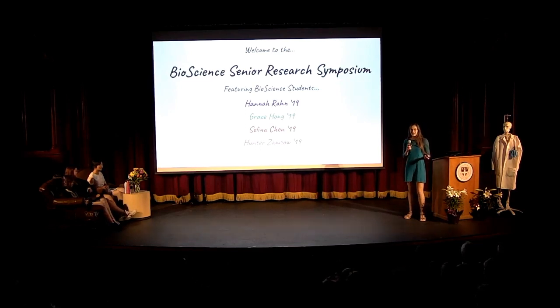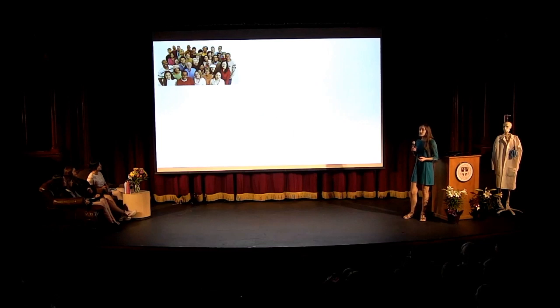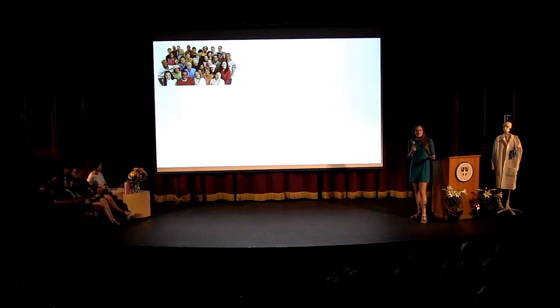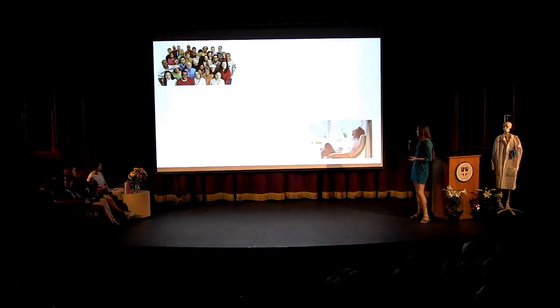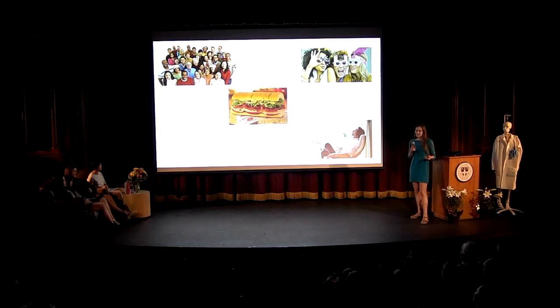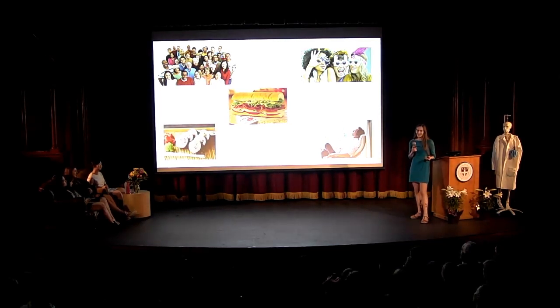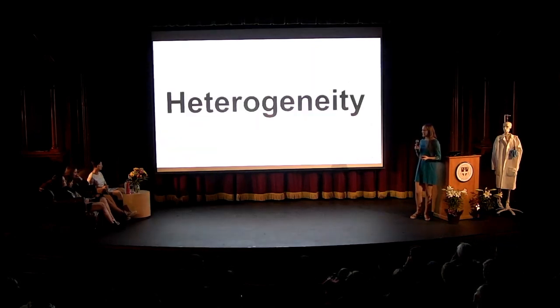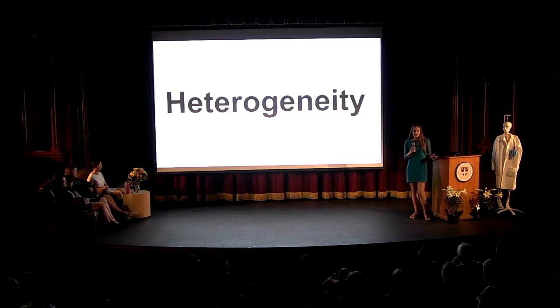So, I think we can agree that all of us are different from each other. For example, we have physical differences, including skin color, hair color, and height. We have different personalities. Some of us may be more introverted, while others are more extroverted. We have different preferences. Some of us like Jimmy John's more, while others like Mizuki. All of these are examples of a concept called heterogeneity. This is just a big fancy word that means differences.